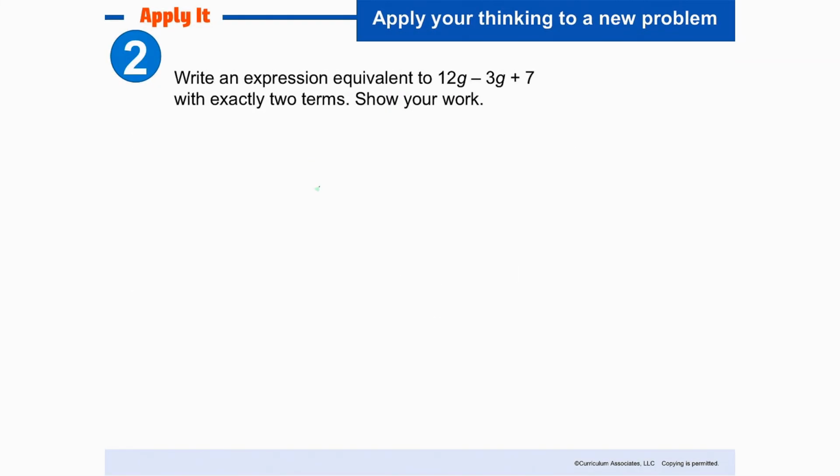Okay, so now we want to write an expression that's equivalent to 12g minus 3g plus 7 with two terms. So in this one, I'm not going to rewrite it, but I will color code some of these things here.